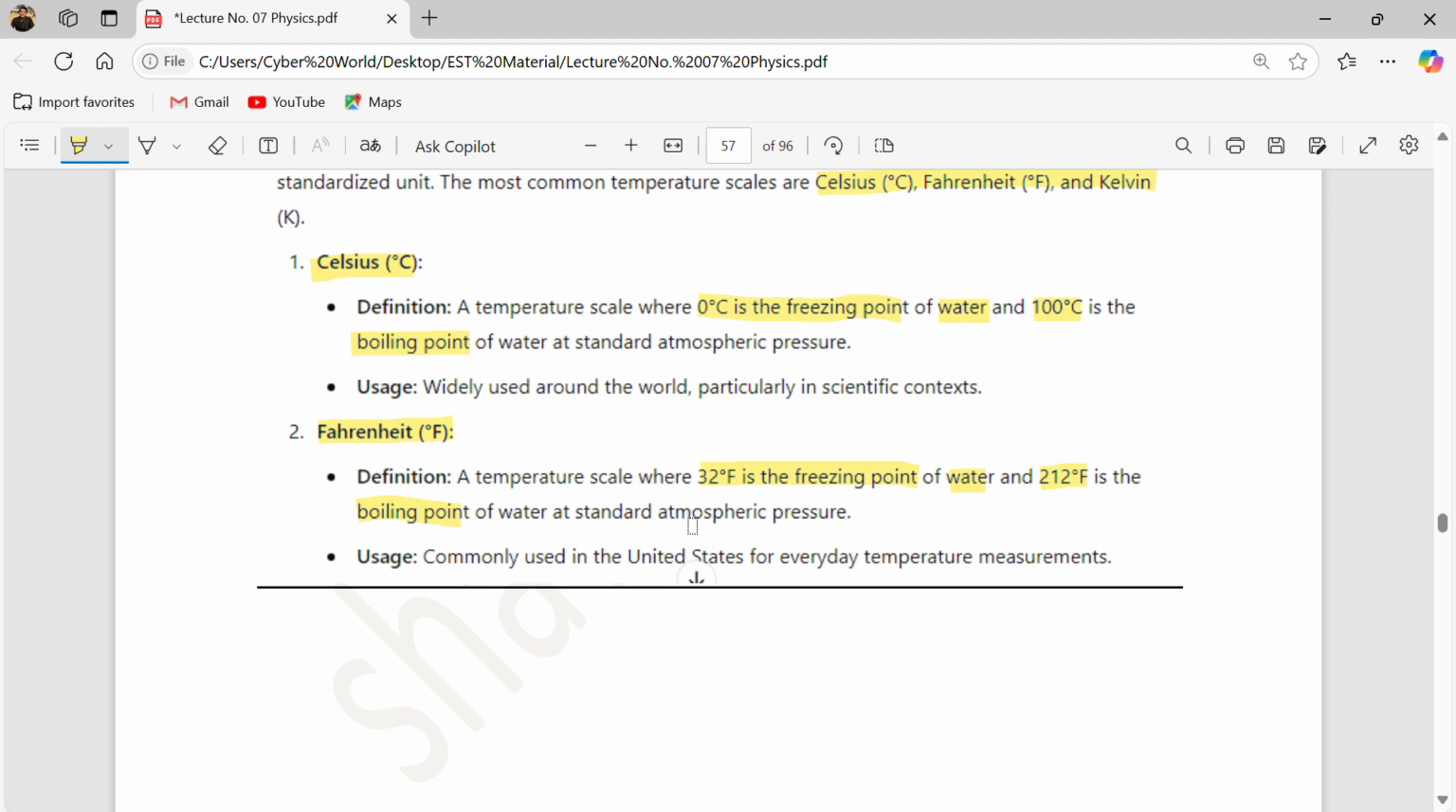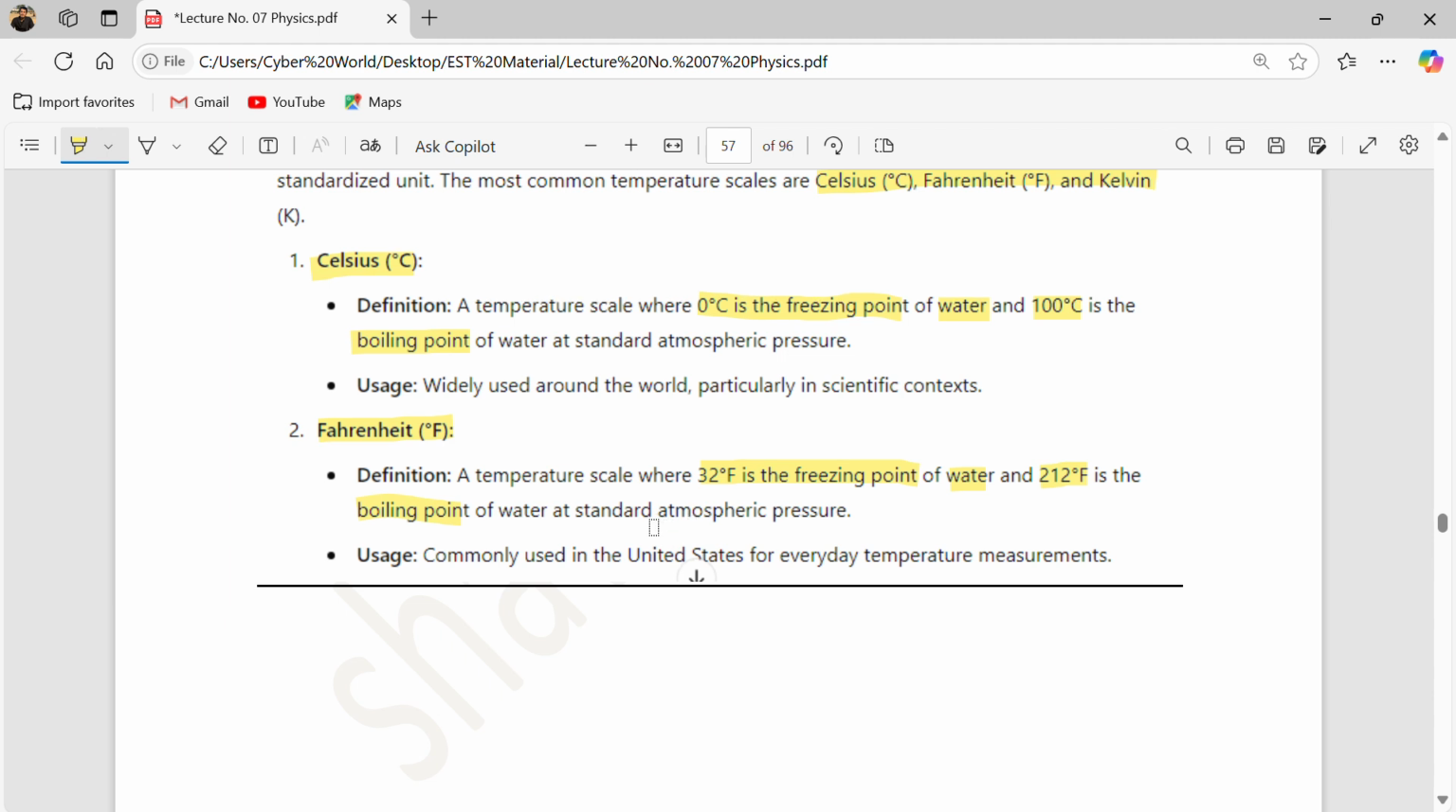So what is the usage of Fahrenheit? It is commonly used in the United States for everyday temperature measurements. In the USA, America, the temperature scale used is Fahrenheit. In our country, Pakistan, we also use the Fahrenheit scale for temperature measurements in different cities or countries, and for the weather forecast. So this is the difference.